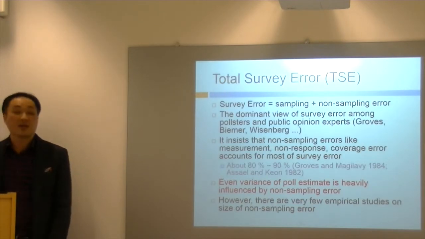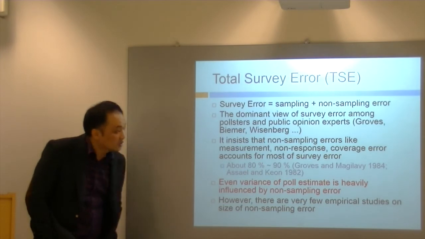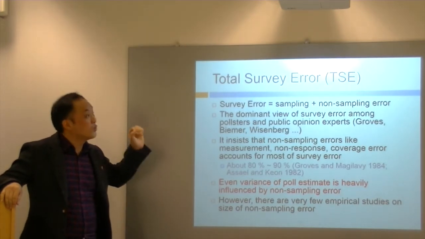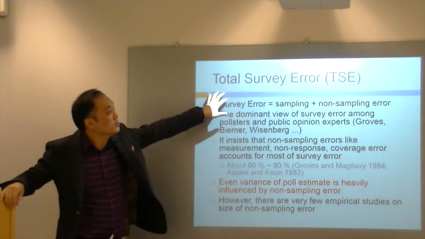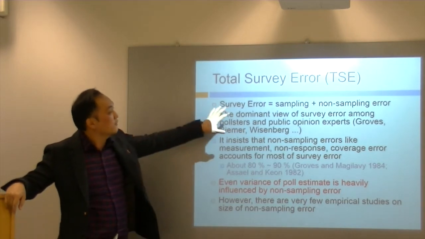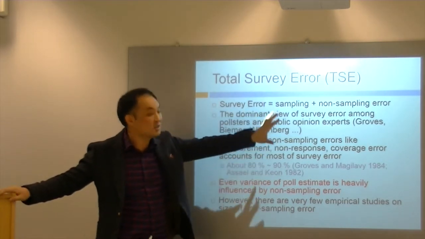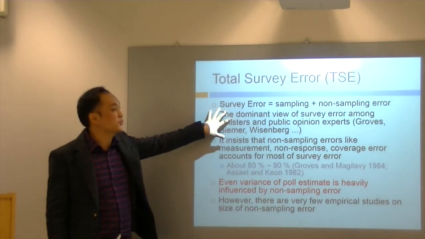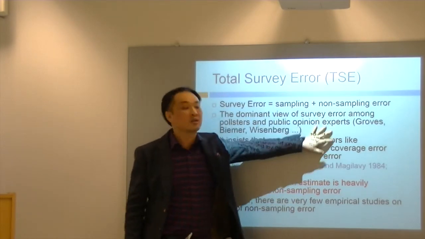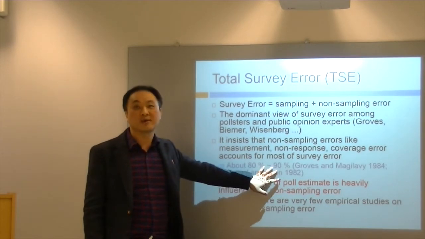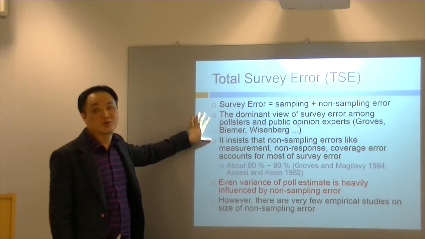My answer, and I think most public opinion experts will say, is no. We have one paradigm, one framework, which is called total survey error. This paradigm says that survey error is composed of sampling and non-sampling error. However, most of survey error can be explained by non-sampling error. They say 80% or even 90% of survey error comes from non-sampling error sources.